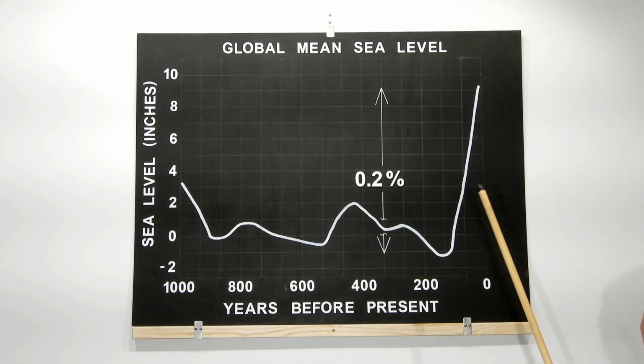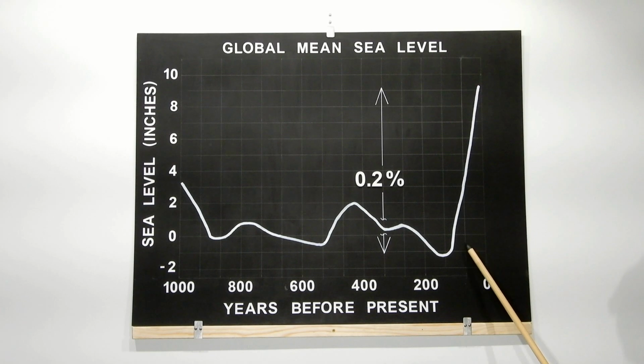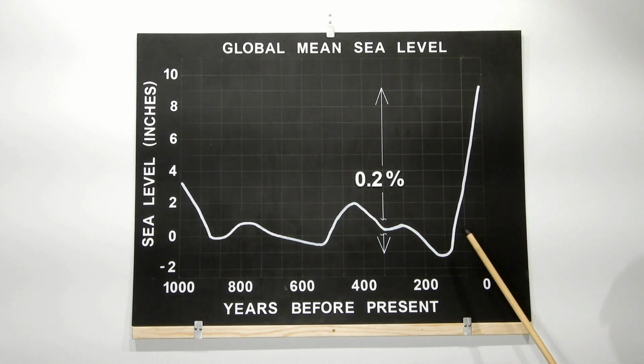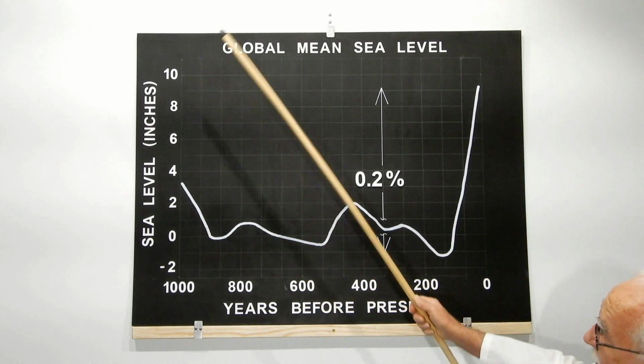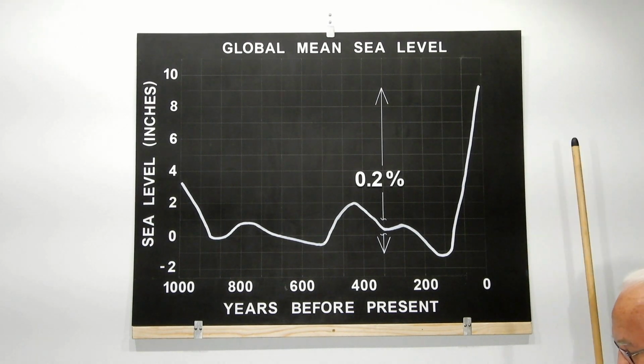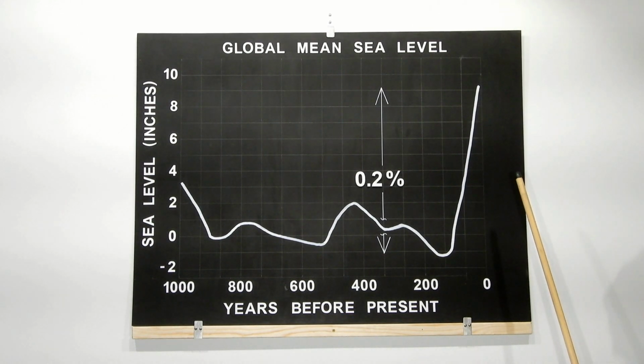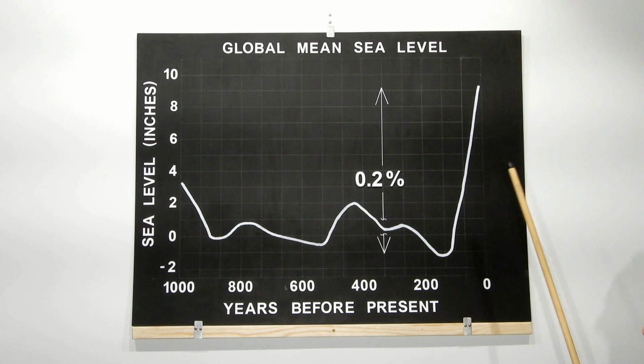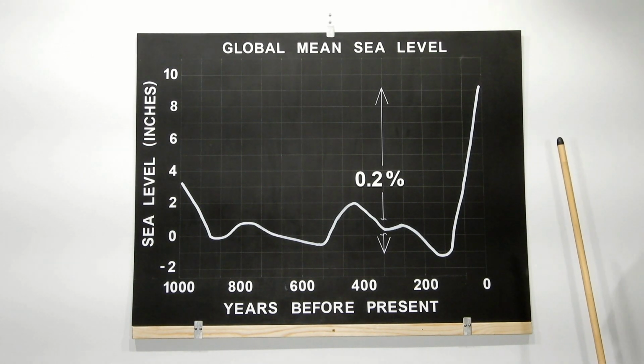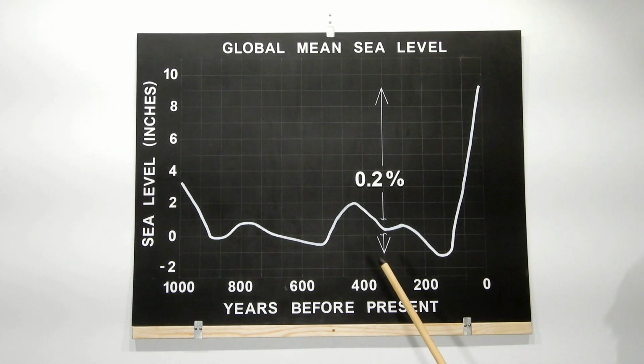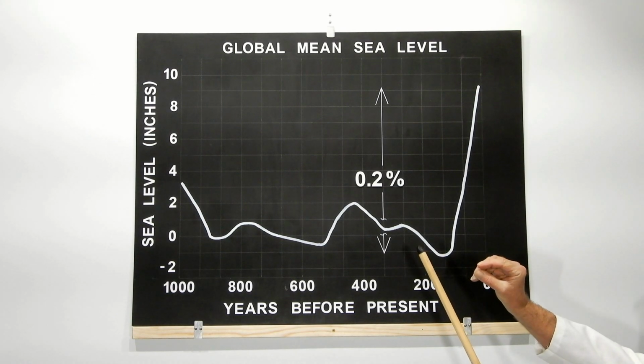It was gradual. So we can see we have almost 10 inches from here to here, almost 10 inches of sea level rise in the last 140 or so years, or about 7 inches per 100 years, or about 1.8 millimeters per year.